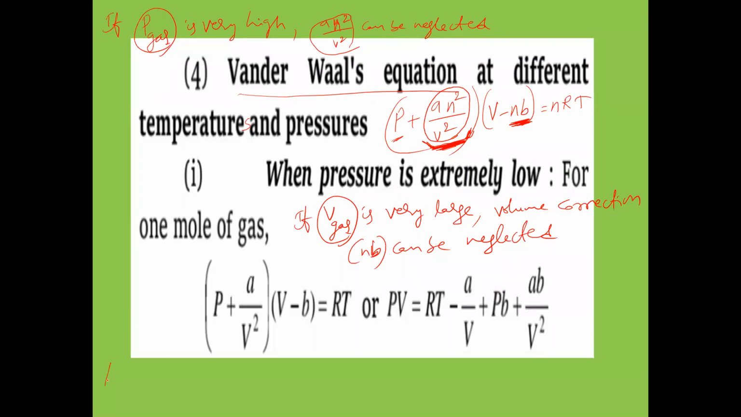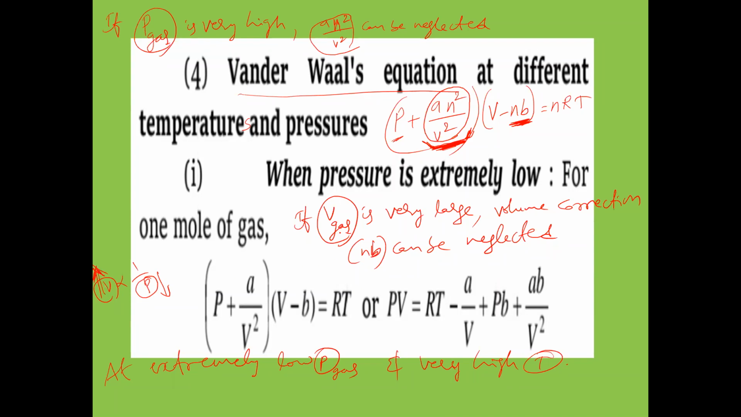Suppose you take a gas at extremely low pressure and very, extremely high temperature. So according to Boyle's law, volume is inversely proportional to pressure. When pressure is very low, volume becomes what? Very large.